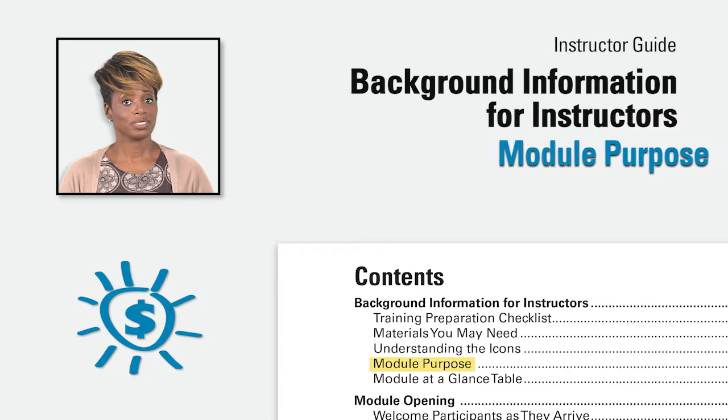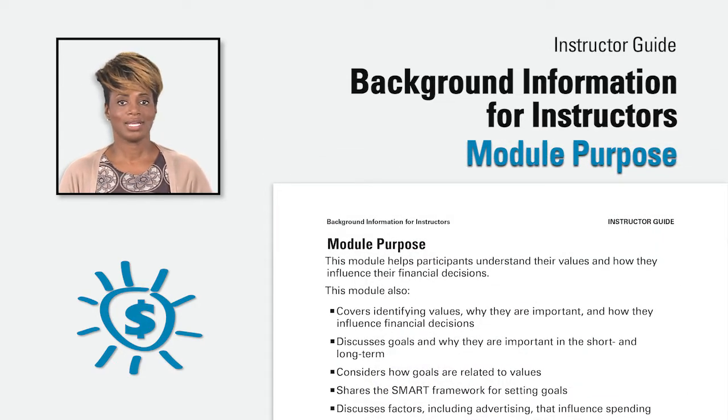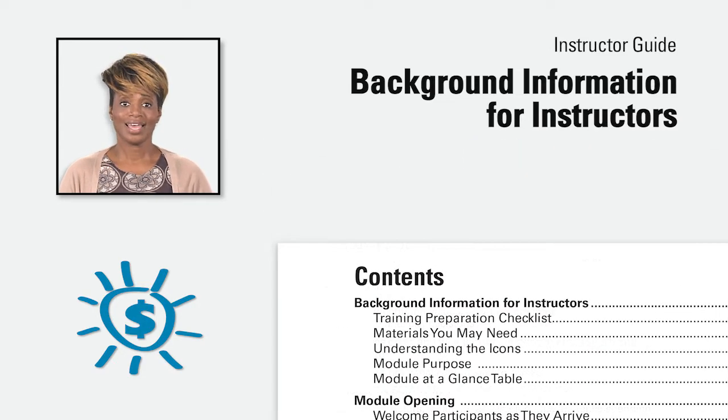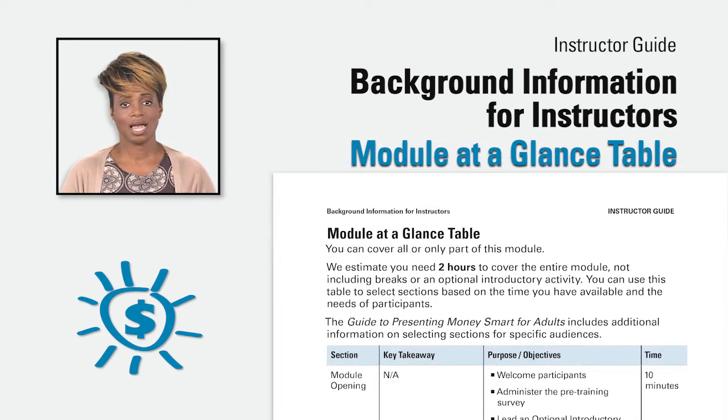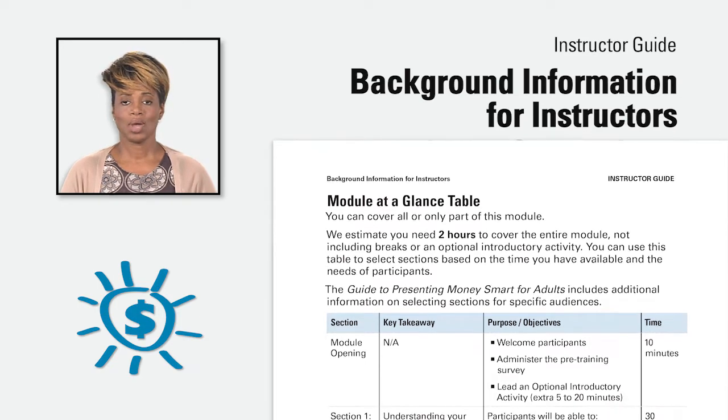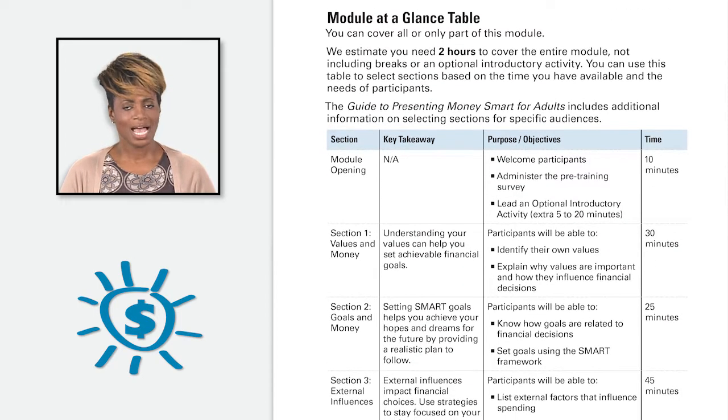First, Module Purpose lists the main topics covered in that module. And second, the Module at a Glance table provides the estimated time to cover the entire module, as well as key takeaways, purpose and objectives, and time estimates for each section in the module. For example, Module 1's Module at a Glance table estimates about 2 hours to cover the material, not including breaks or an optional introductory activity. It's just an estimate though, as your training session may go faster or slower.